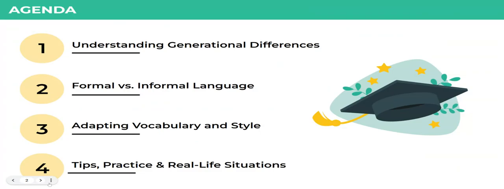Well, let's have a look at the agenda for today. There are 4 parts to our conference presentation. Number 1, understanding generational differences. Number 2, formal versus informal language. Number 3, adapting vocabulary and style. And number 4, tips, practice, and real life situations. So 4 parts to our conference for today. Let's get started. Let's have a look at the first part.